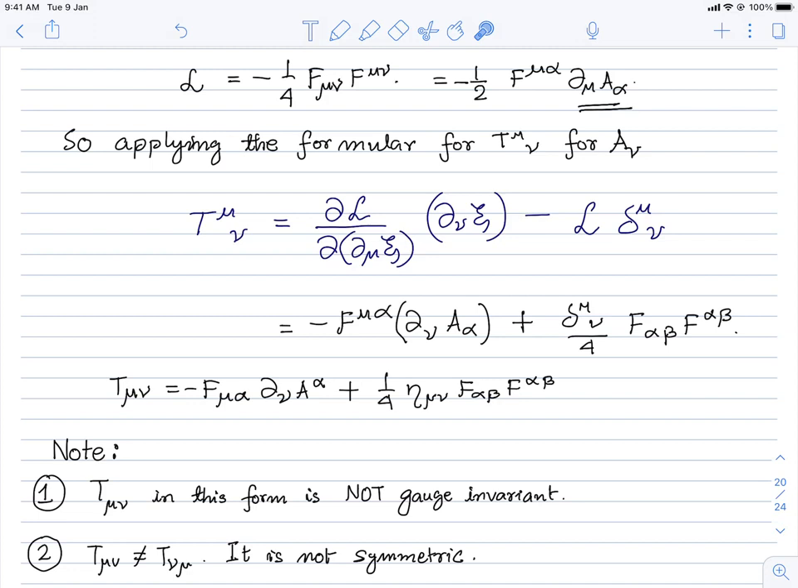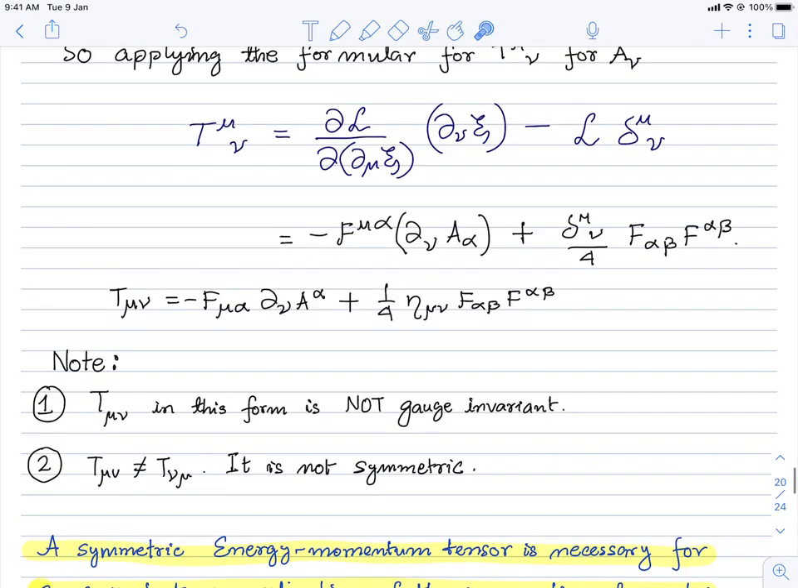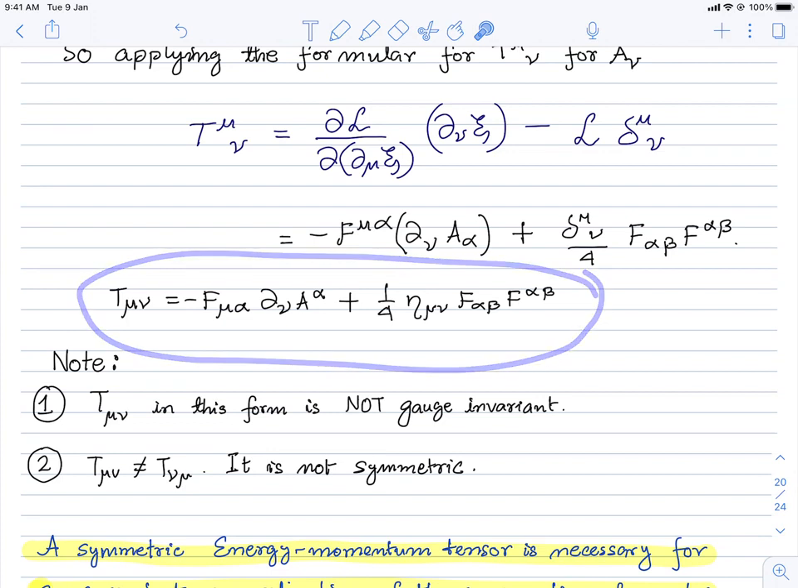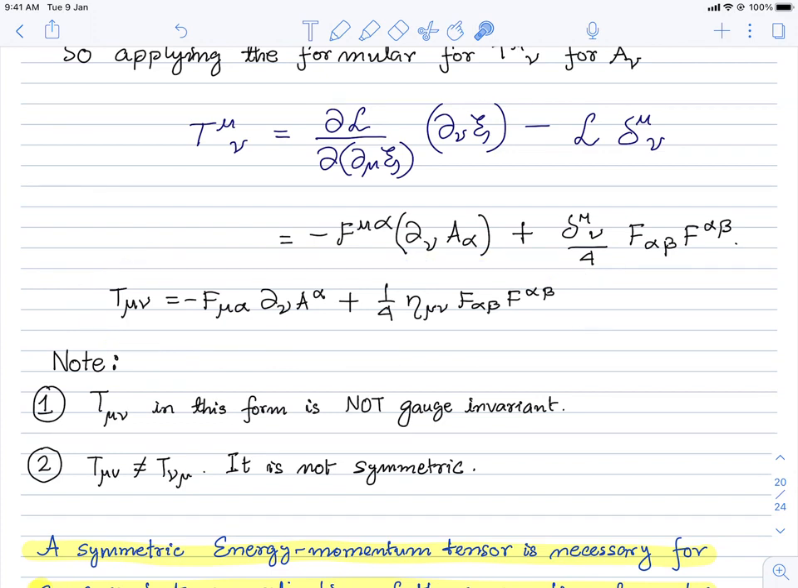Okay, so that's this mu index. If you want to lower it, then I will get an eta mu nu. That's because I have to multiply with the eta mu nu on both sides to get that done, and this is what it is. So this is the energy momentum tensor, it seems, for electromagnetism, or just Maxwell's equations without sources.